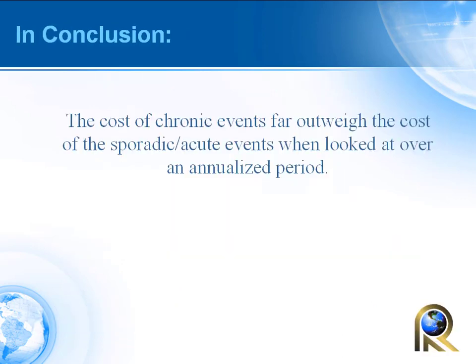In conclusion, the cost of chronic events far outweighs the cost of the sporadic or more acute events when looked at over an annualized period. Again, we want to stress in this conclusion that addressing chronic events is proactive, in the sense that if we get them at their earlier stage, before they have the significant consequences associated with a sporadic event, then we are in essence being proactive with our RCA efforts because we are picking them up earlier.